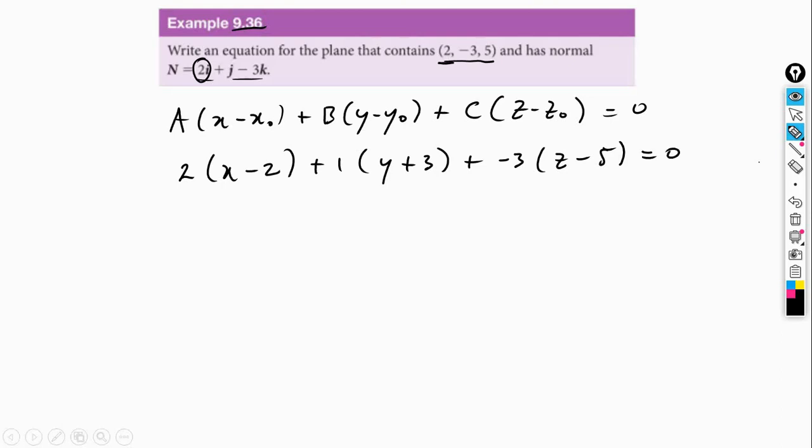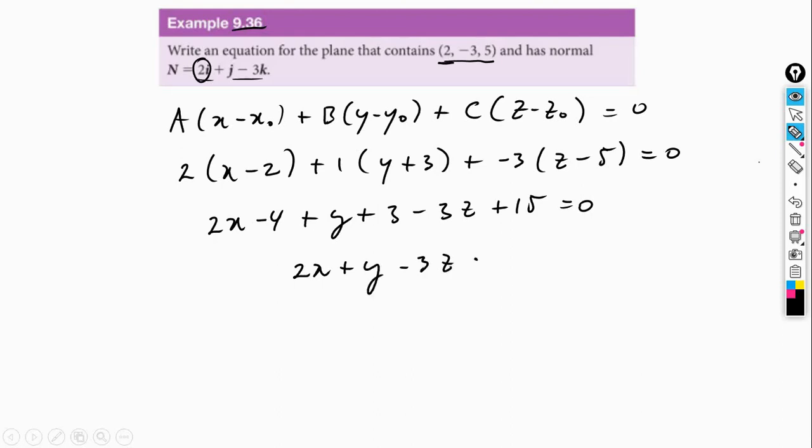This equals 0. So now all we have to do is expand and rearrange, and we have 2x minus 4 plus y plus 3 minus 3z plus 15 equals 0, and we end up with the equation 2x plus y minus 3z is equal to minus 14.